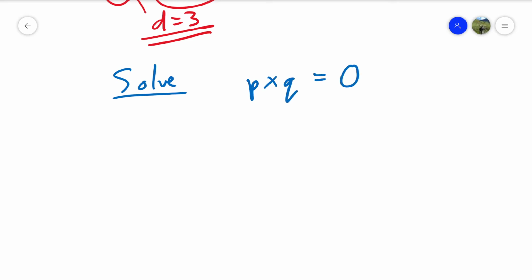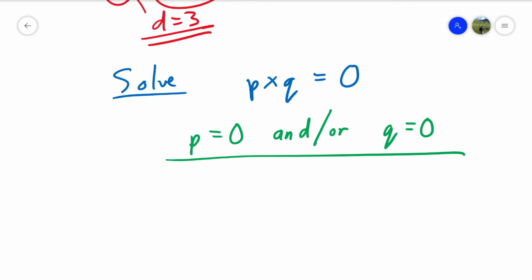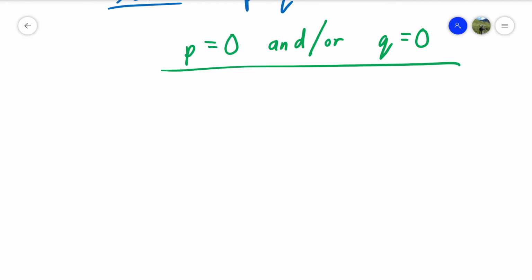There we go, I've written it out. Pause the video, have a go in your own time. See you back here. Okay, you might have said not possible, which is fair enough. I think a much better answer is, because we can say something very concrete here, p equals 0 and/or q equals 0. Because two things multiplied together make 0, one of them must be 0, and in this case p and q are different, so they could both be 0, or maybe just one of them is 0.